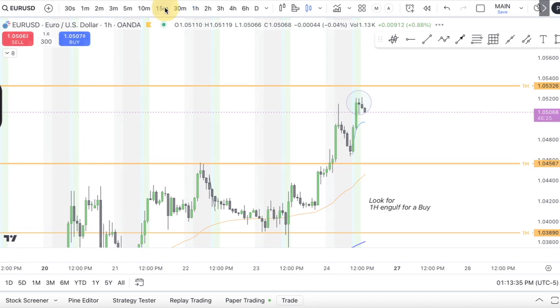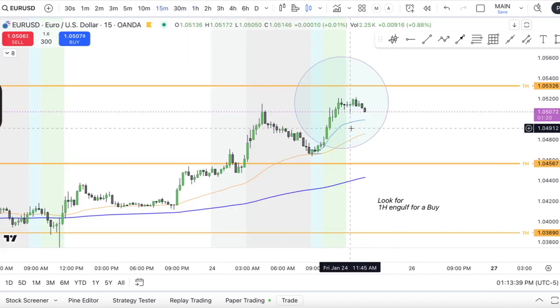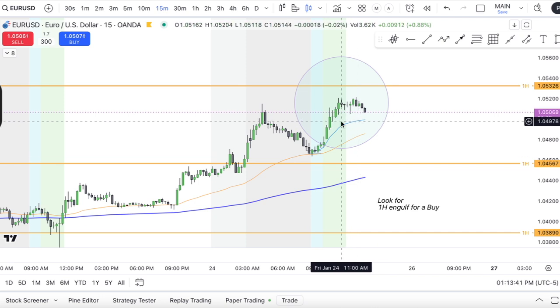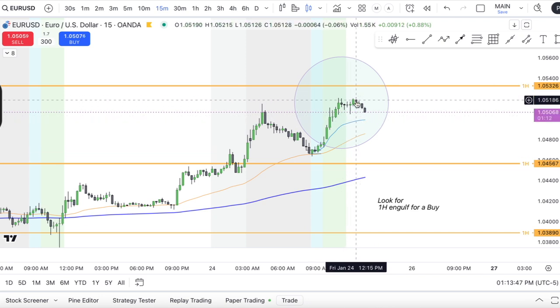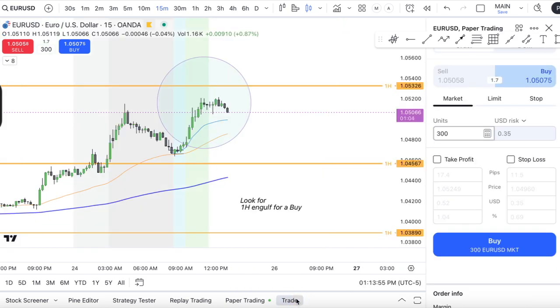So I'll go down to the 15-minute and we can look here to see what's happening. And we can see that it looks like we're in a downtrend on the 15-minute time frame. And so what we could do is go ahead and click our trade button like so. We want to take a sell, so we'll click the sell side.